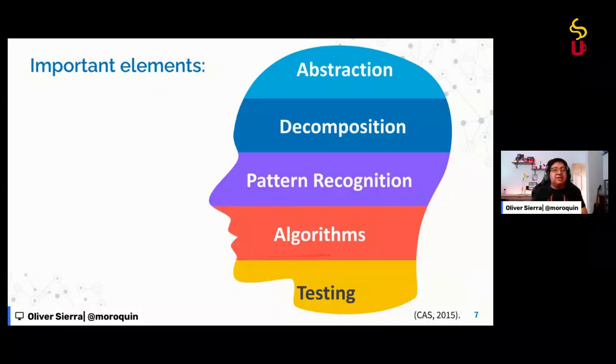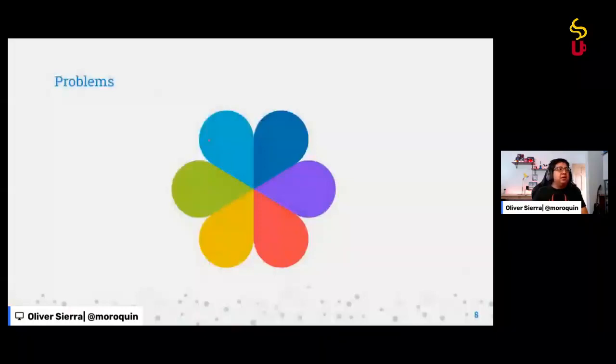But there is the last thing that is very important, and I think we need to do it in everything: testing. So for everything we do, like seeing the context, creating the tiniest parts, pattern recognition, and algorithms, we need to test. We need to test that we are focusing on solving the real problem, or the problem that we really need. So those are the important elements in computational thinking.